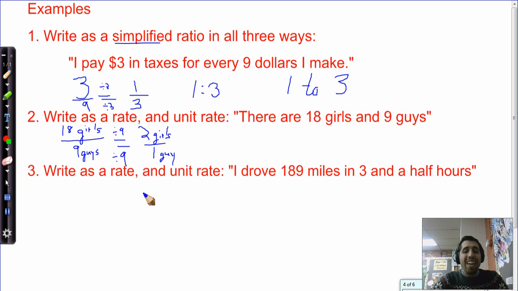Write as a rate and unit rate, number 3. I drove 189 miles in 3.5 hours. So you have 189 miles. So this is a rate because we had 2 different units. 3.5 hours, and I'm going to do it as a fraction. Of course, you could also do 3 and 5/10 hours. Now we also want a unit rate.